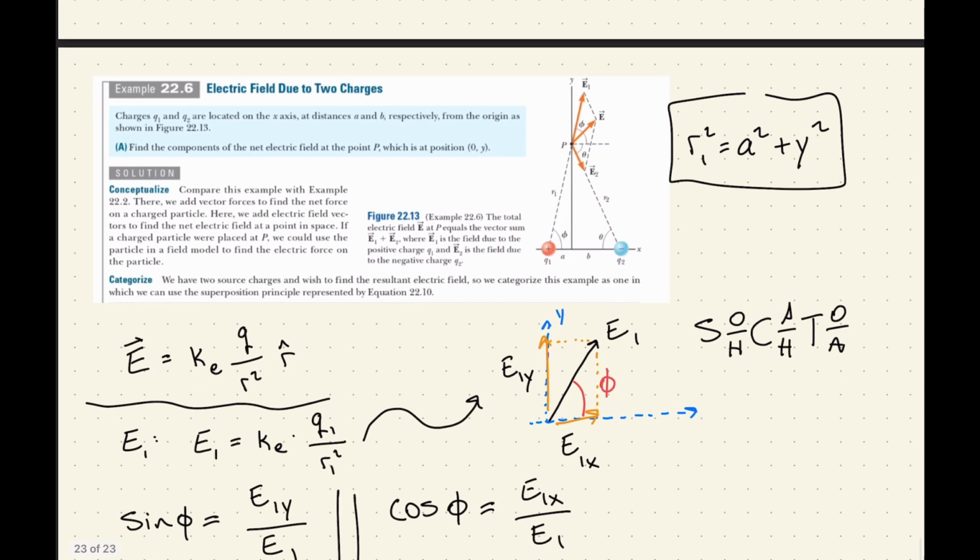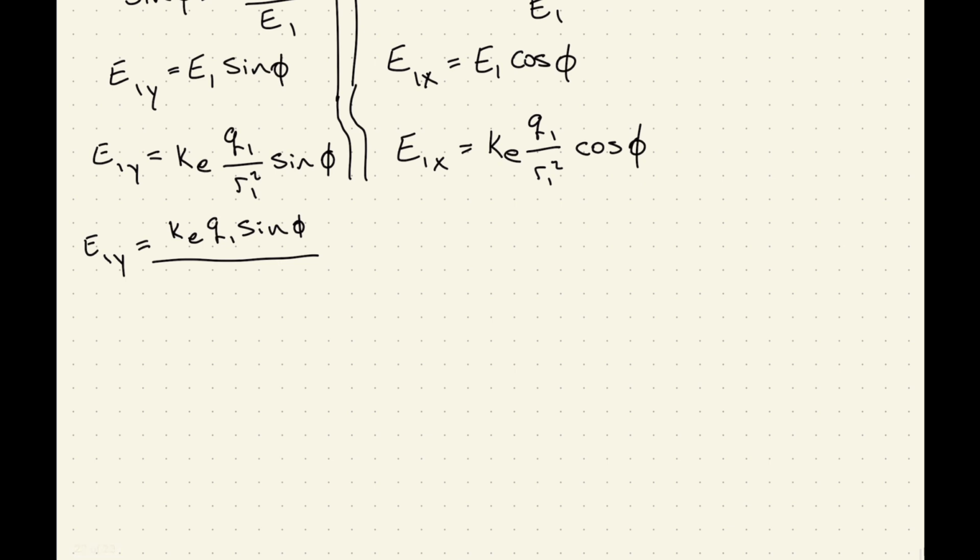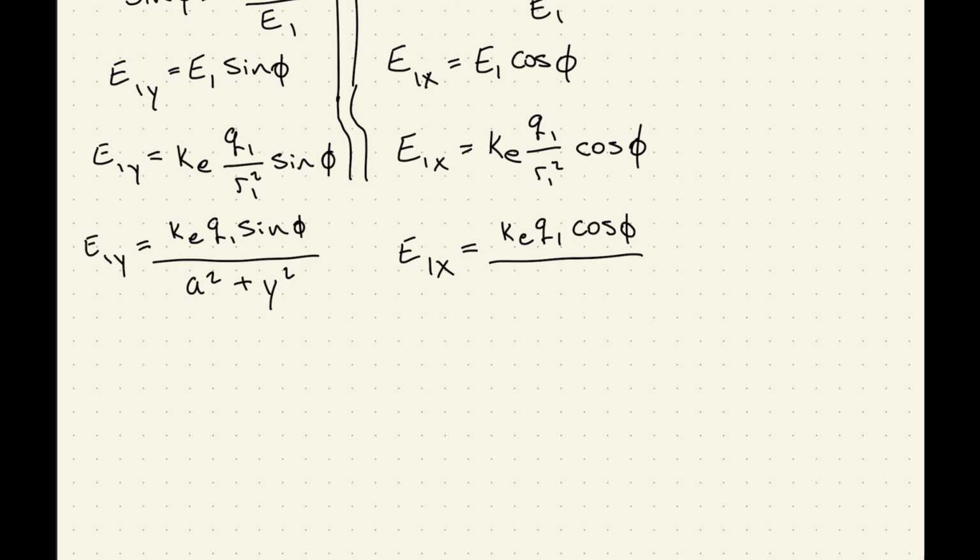R1 squared is equal to A squared plus Y squared. You guys see what's going on here? It looks a little bit interesting when you're not plugging in numbers, but you're just using some symbols. Shouldn't be too bad. Here we have Q1 cosine phi. And we have R1 squared again, which is A squared plus Y squared.